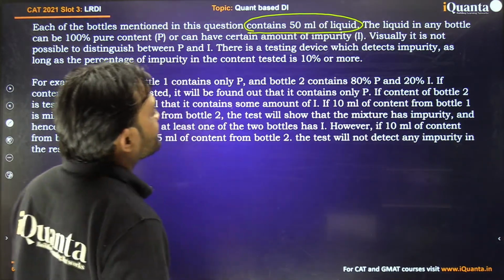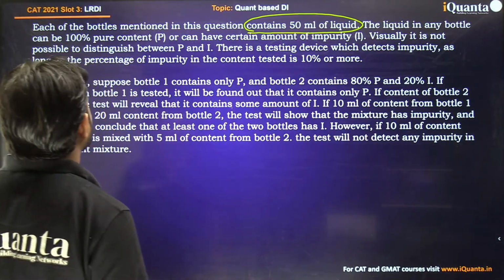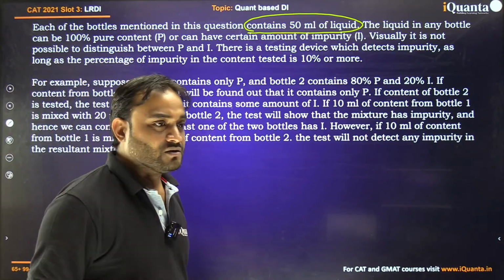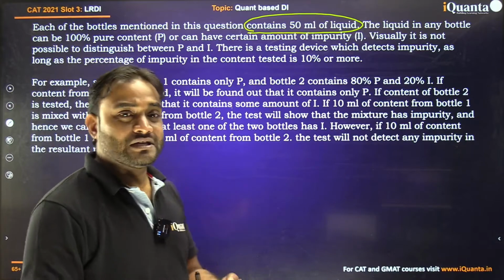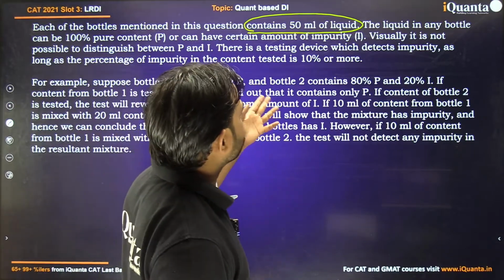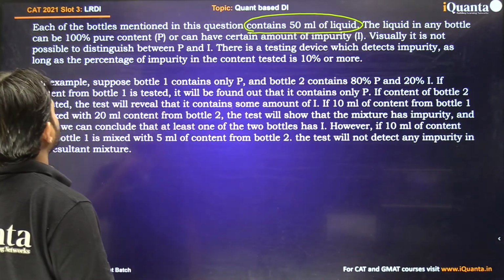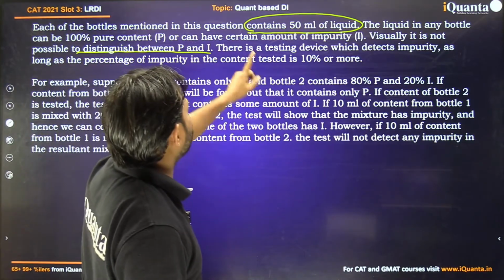Remember this. The liquid in any bottle can be 100% pure content or can have a certain amount of impurity. So pure content percentage is denoted by P and impurity is denoted by I. Visually, it is not possible to distinguish between P and I.